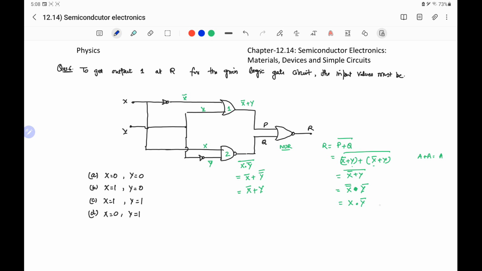Now if we check the given options, if x equal to 0 and y is also equal to 0, then complement of y is 1 and its AND will be 0. So it is not desired. In option B, if x is 1 and y is 0, then complement is 1 and 1 and 1 will be 1. So it is the desired option. We can also check options C and D. In C, x is 1 and complement of y is 0, its AND will be 0. So it is not acceptable. And in option D, x is 0 and complement of y is again 0 and it also gives 0. So it is not acceptable. So option B is the correct option.